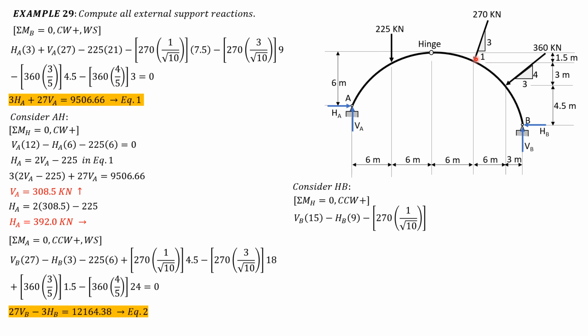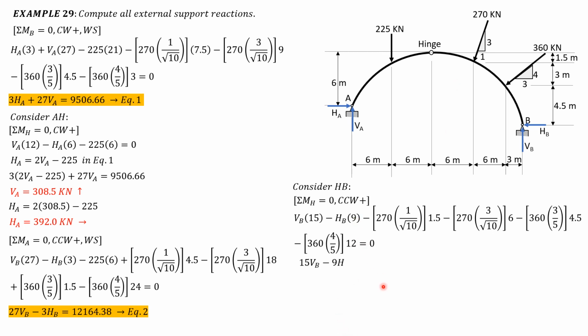Then the horizontal component is 270 times 1 over square root of 10. This is clockwise, so minus, times 1.5. The vertical component is minus also, 270 times 3 over square root of 10 times 6. Then the horizontal component of 360 is minus 360 times 3 over 5 times 4.5. Then minus 360 times 4 over 5 for the vertical component times 12, this distance here, then equals 0.